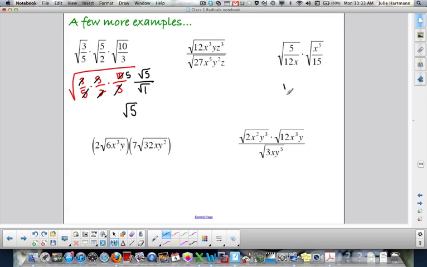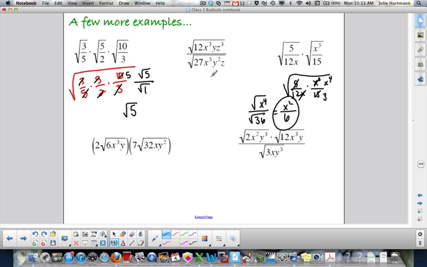Okay, same thing over here. Just combine it. 5 over 12x times x to the 5th over 15. We can simplify. 5 goes into 15 3 times. x to the 5th and x, we can cross out an x, we're left with x to the 4th. So what you're left with is the square root of x to the 4th over 12 times 3 is the square root of 36. Square root of 36 is 6. Square root of x to the 4th is x squared. Okay, so it's really much simpler when you combine them like that.